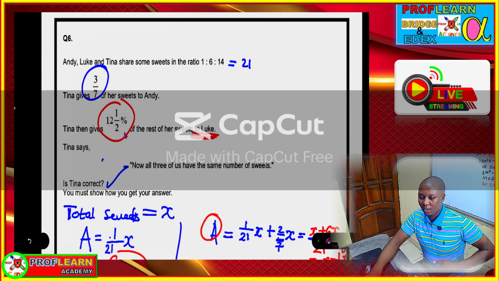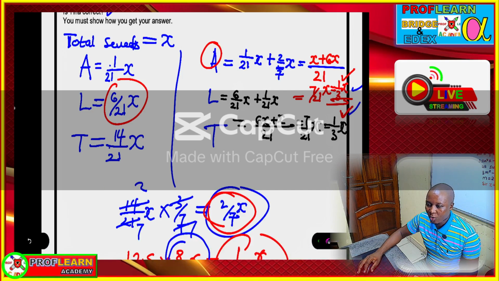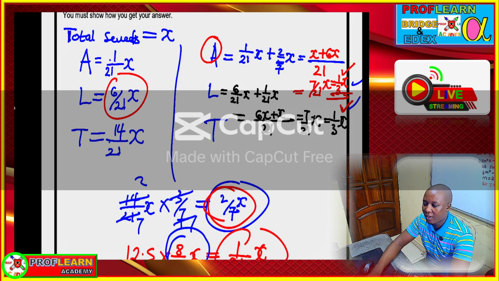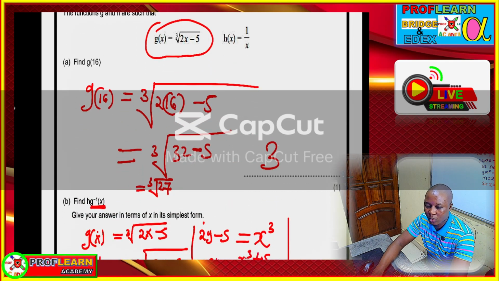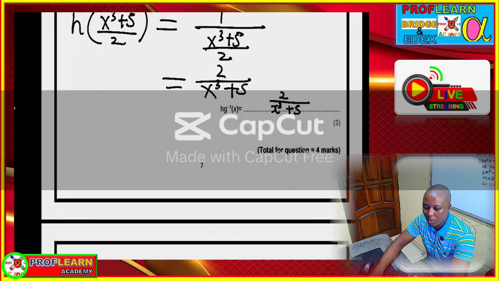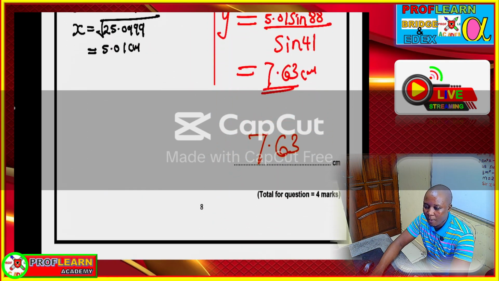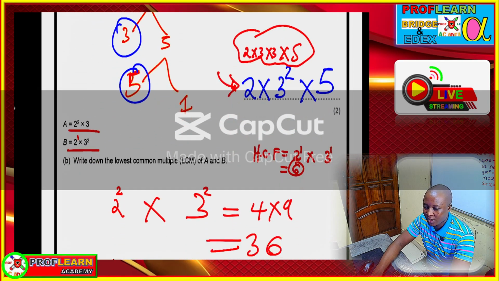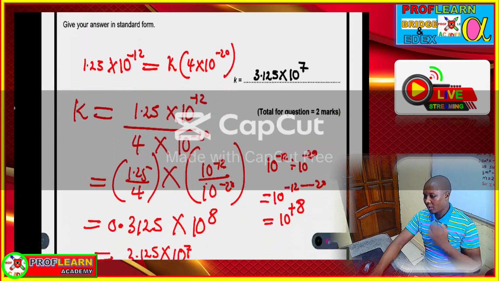So these are some of the questions we went through. For those who were not here when we were doing these questions, please check. There is a live done previously that will enable you to revise all the areas. We went through functions, using sine and cosine rule, and prime factors. We were able to see how to find LCM and how to find HCF. We went through all that.